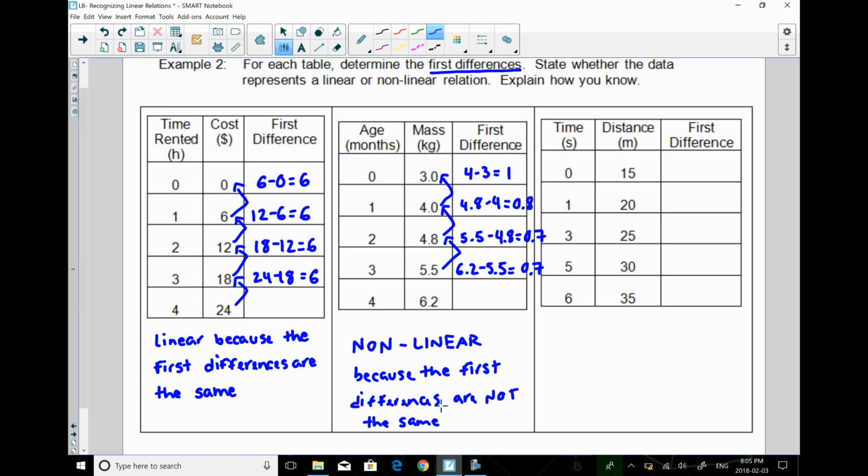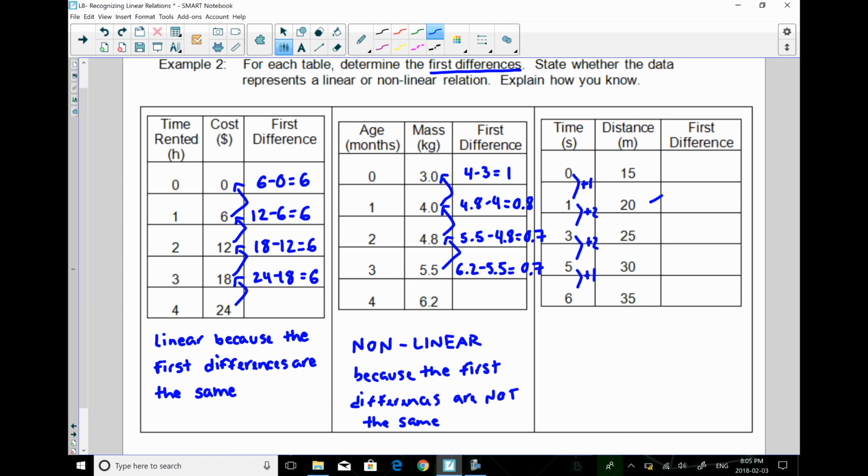Okay, so if I look at the next one, again, I always want to check my independent variable, my x variable, or in this case, my s variable. 0 to 1, and then 1 to 3, and then 3 to 5, and then 5 to 6. So this is not going up consistently. This is going up by 1, then it goes up by 2, then by 2 again, then by 1. So they've tricked us a little bit.